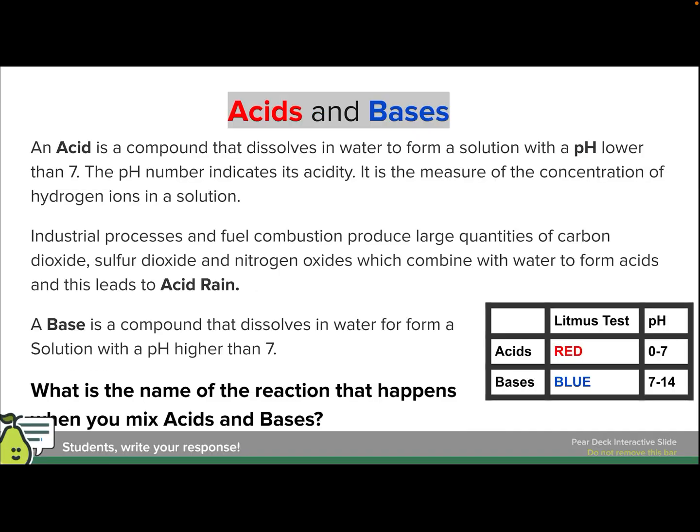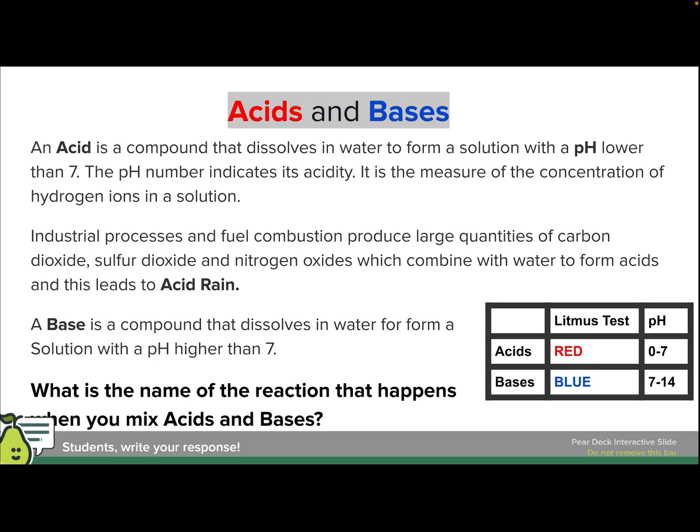All right. Acids and bases. An acid is a compound that dissolves in water to form a solution with a pH lower than 7. The pH number indicates its acidity. It is the measure of the concentration of hydrogen ions in a solution. Industrial processes and fuel combustion produce a large quantity of carbon dioxide, sulfur dioxide, and nitrogen oxides, which combine with water to form acids, and this leads to acid rain.